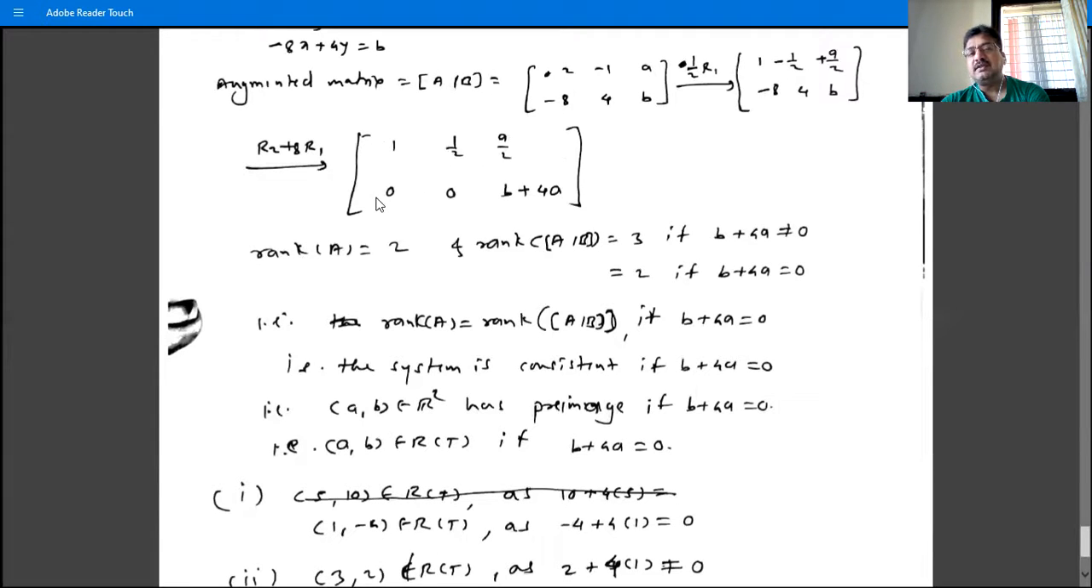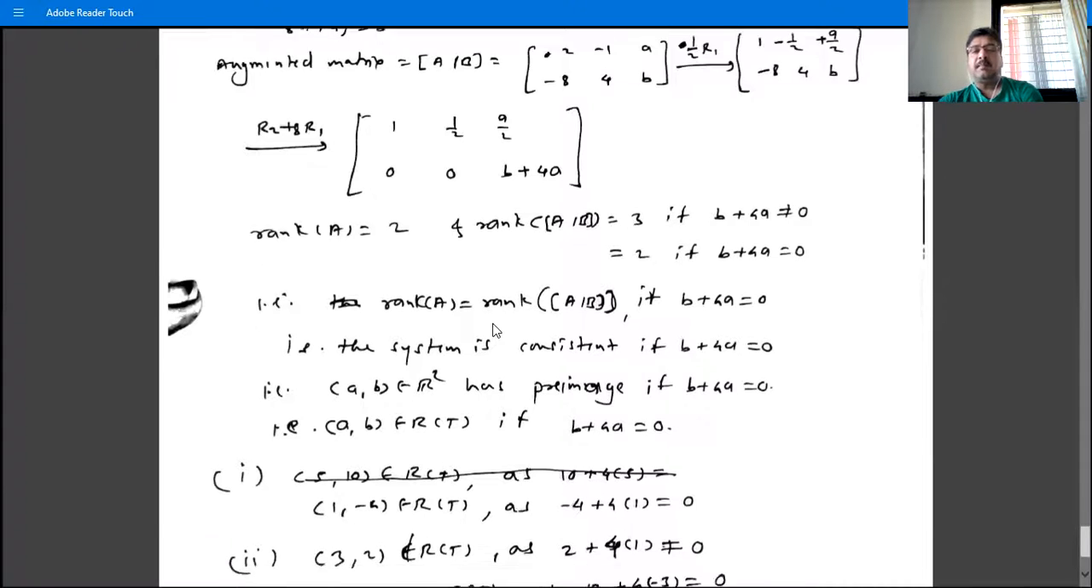This is a non-zero row, and this is also a non-zero row, when B plus 4A is not equal to 0. If B plus 4A is equal to 0, then rank of AB is 1. So here the correction is: rank of A is 1, and rank of AB is 2 if B plus 4A is not equal to 0, and the rank of AB is 1 if B plus 4A is equal to 0. That is, if this element is 0, then rank of AB is 1. And if B plus 4A is not equal to 0, then rank of AB is 2.